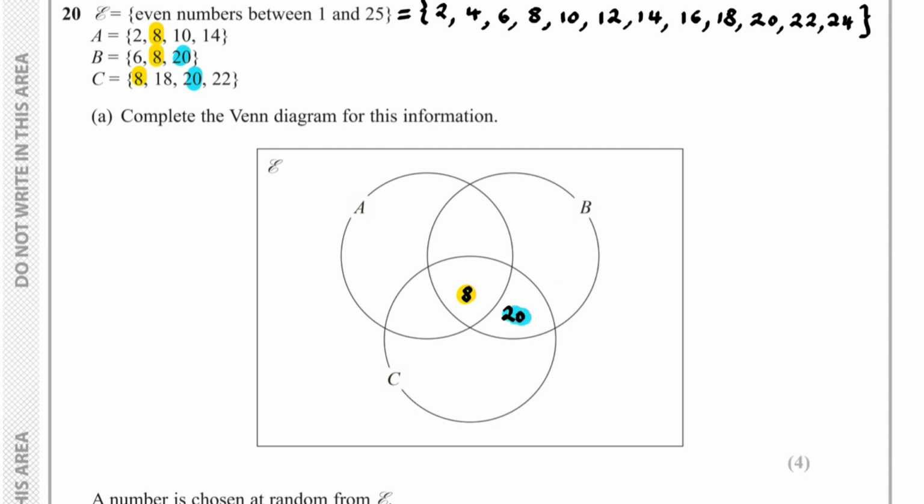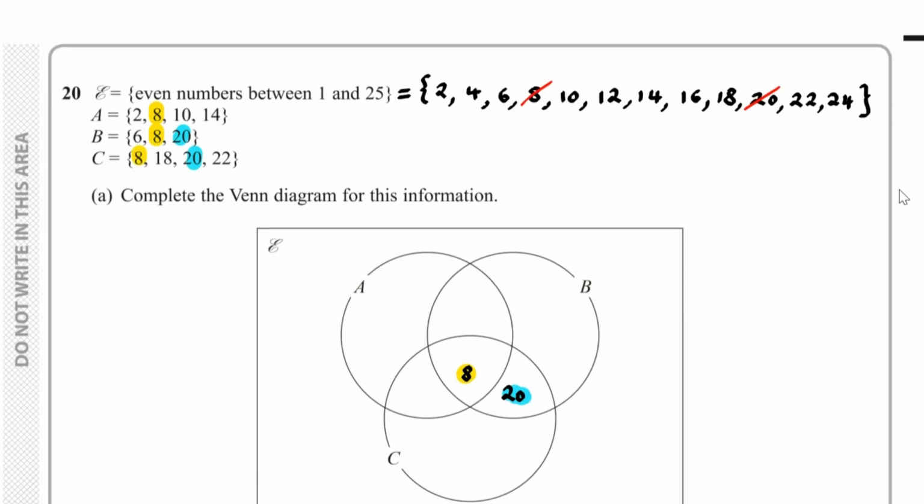So now let's actually cross off what we've got so far. We've got 8 and 20 crossed off. And then we've got, in terms of A then, we would have 2, 10 and 14.